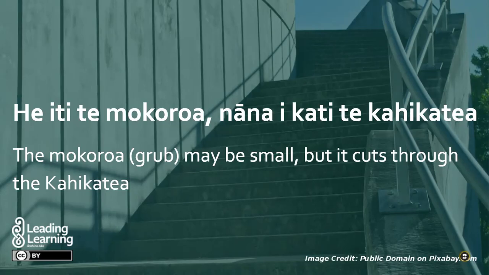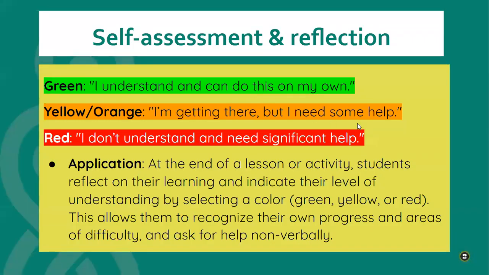At the end of a lesson or activity, students reflect on their learning and indicate their level of understanding by selecting a colour, green, yellow, or red. This allows them to recognise their own progress and areas of difficulty. This is one of many different ways that students can use traffic lights in their learning. So self-assessment and reflection is probably one of the most important aspects that we need.